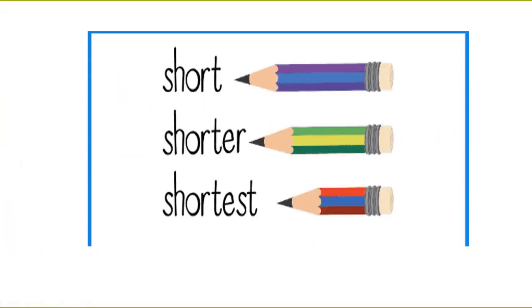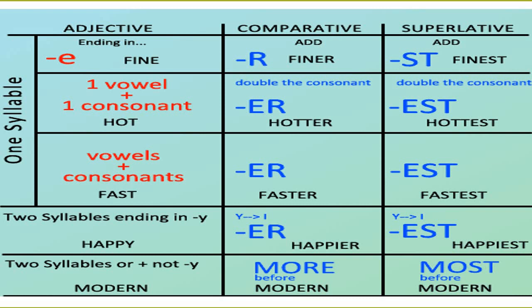Here you can see there are 3 pencils and look at the words given there. First one, short, shorter, shortest. And the pencil shape also differs. First pencil is short, second one shorter, and the last one shortest. Now we are going to learn how to form an adjective into the comparative form and the superlative form.